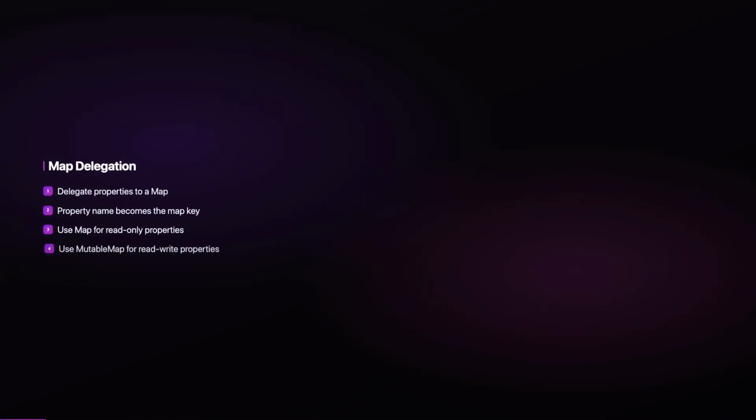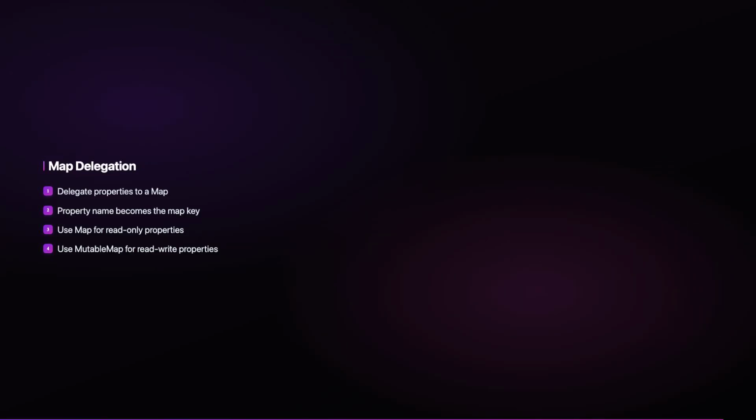Map delegation lets you delegate properties to a map. The property name becomes the map key. When you read the property, Kotlin looks up the key in the map. This is useful for parsing JSON data, configuration files, or any key-value structure. Use Map for read-only and MutableMap for read-write.